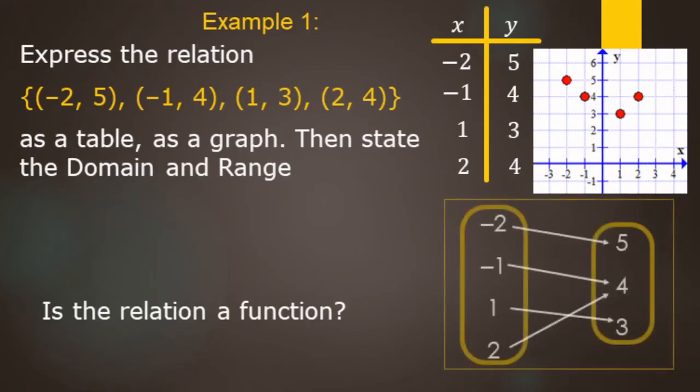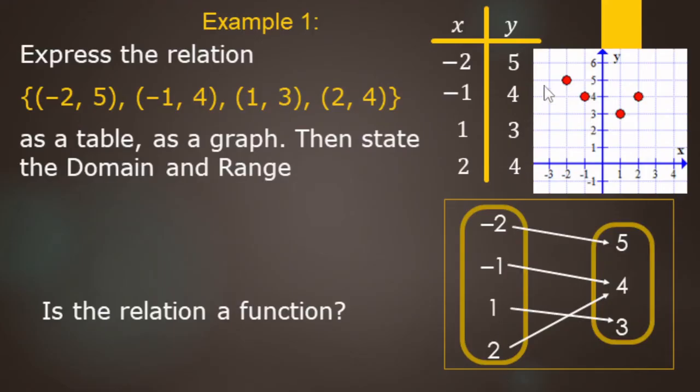Now the mapping diagram will look like this. So we just list all of our x's, -2, -1, 1, and 2, right there. There's our list of inputs, and then our outputs, 5, 4, and 3. We don't write two 4s. You only need one of each number for your outputs or your inputs. You don't double it up. So you're not going to have two 4s there in your list.